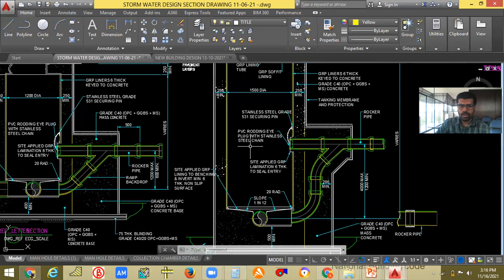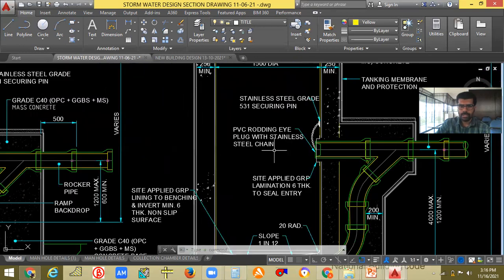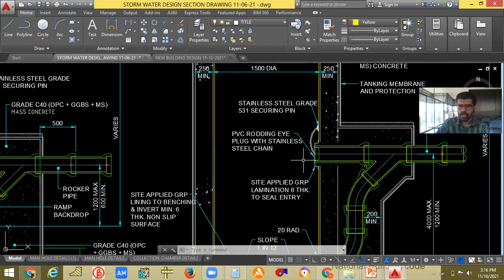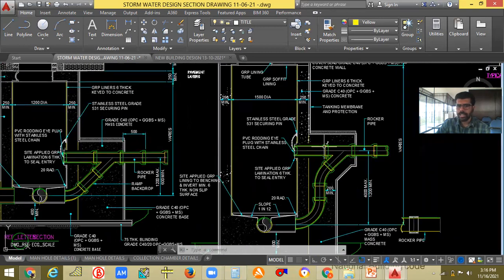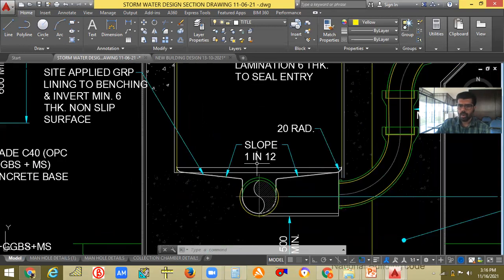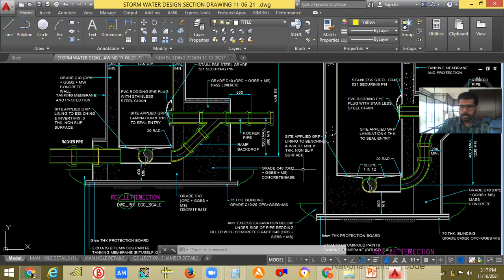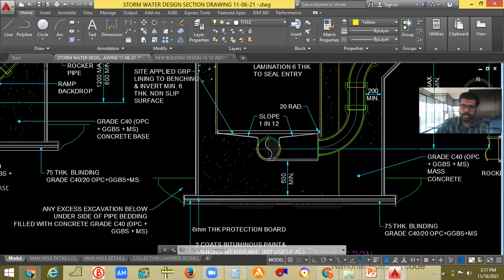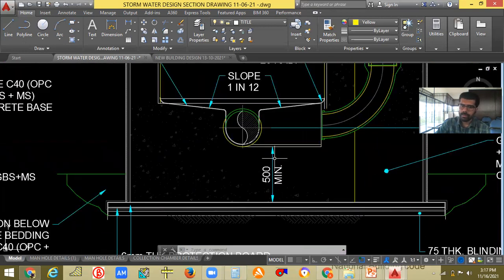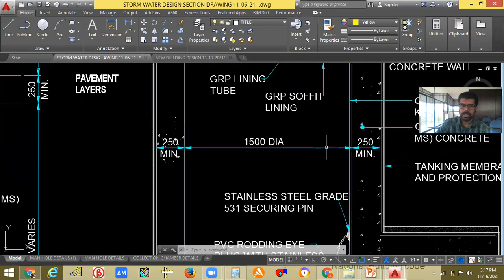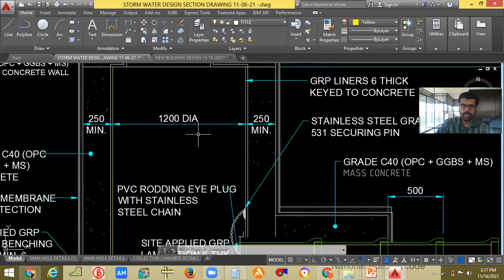Now, PVC rottling eye plug with stainless steel. You can close this one, so if there is any maintenance or something like that, you can access here also. The slope is 1 in 12 only. Below, you have to give 500 mm minimum because the diameter is 1500 only here. So it is 5200 here.